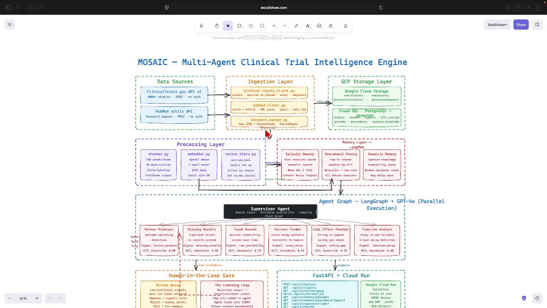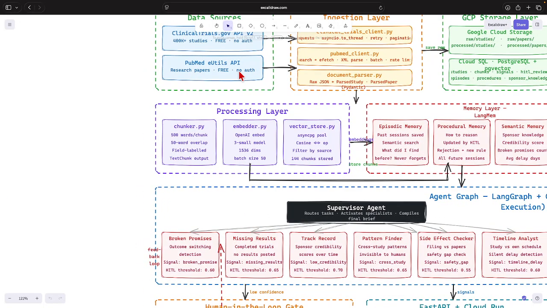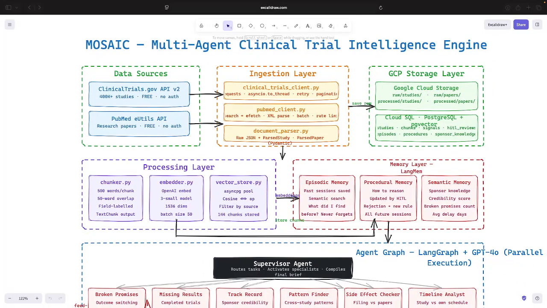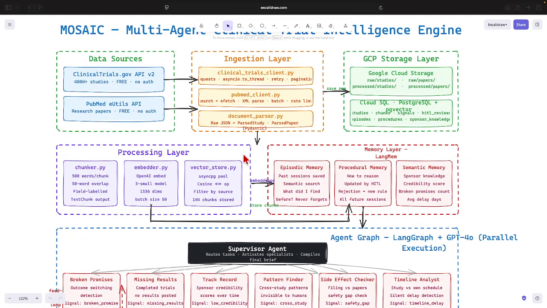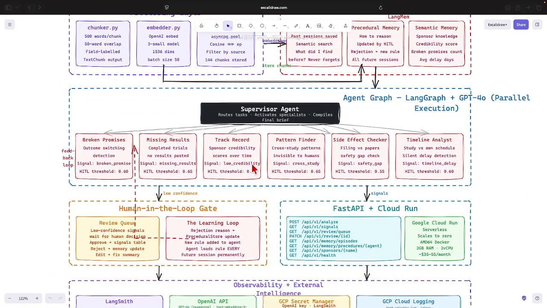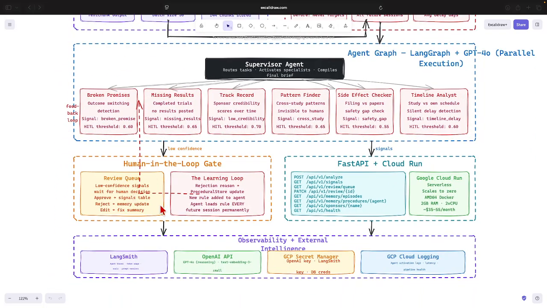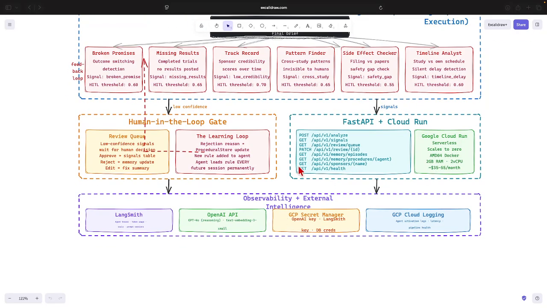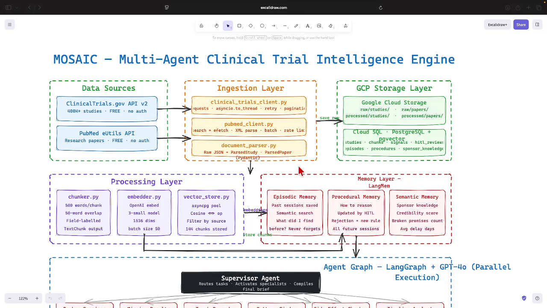Okay, all right, everyone. Let us try to understand the architecture in detail. If you look closely, you might see a lot of moving parts here. There are data sources, the ingestion layer, the GCP storage layer, followed by the processing layer, followed by the memory layer. Then you have the multi agents working, then you have an HITL, or human in the loop, block there. Along with that, you have the backend FastAPI along with Cloud Run for GCP along with an observability layer. It's a fantastic project to work on in the first place.